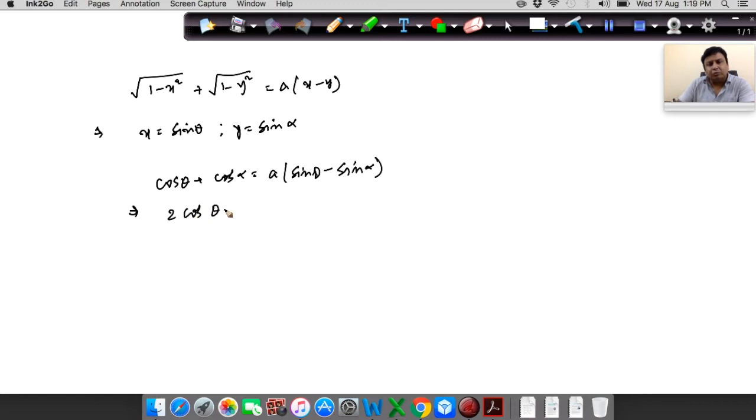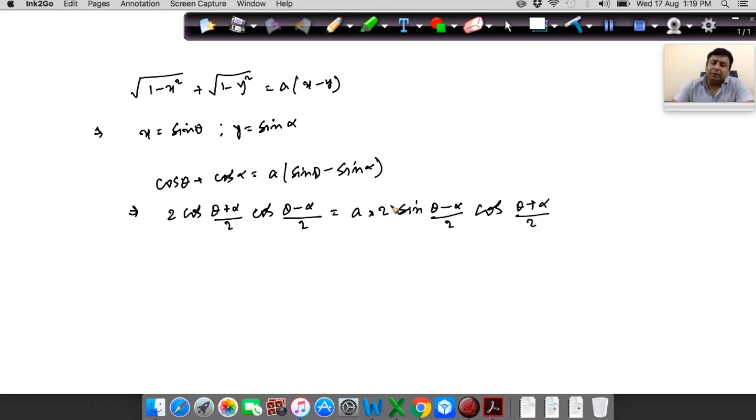Cos c plus cos d is 2 cos c plus d by 2 cos c minus d by 2, equals a into 2 sine c minus d by 2 cos c plus d by 2. Okay, if you don't know these formulas, please learn them. It's too late now, otherwise I'll be helpless and you'll also be helpless. 2 cancels, and you see which one cancels here. Cos theta plus alpha by 2 and cos theta plus alpha by 2 also cancel.